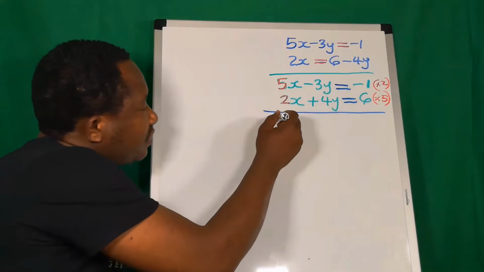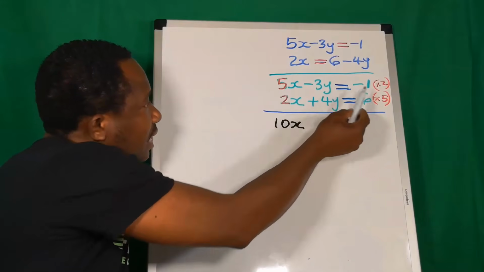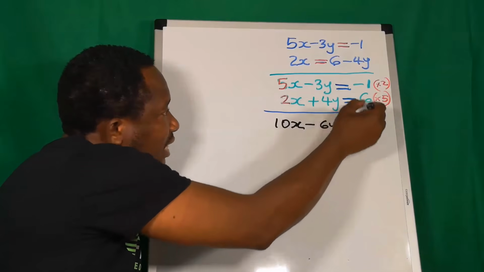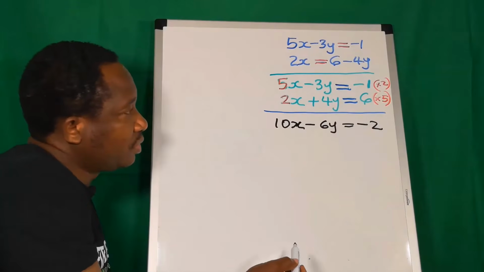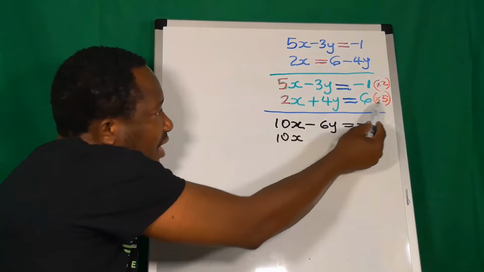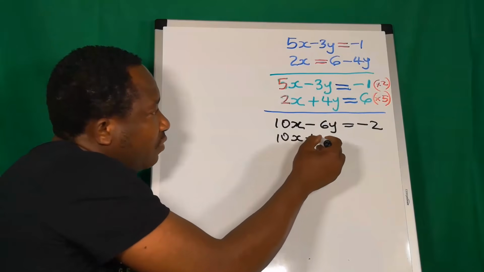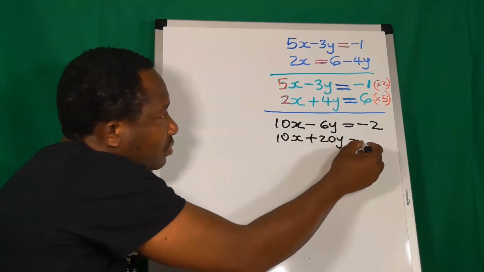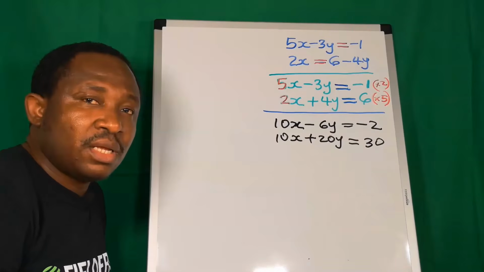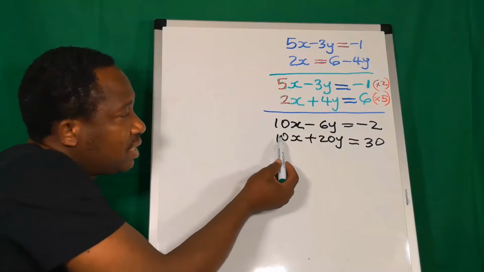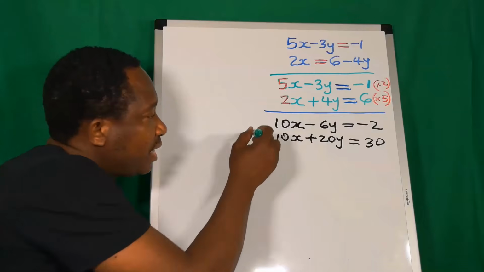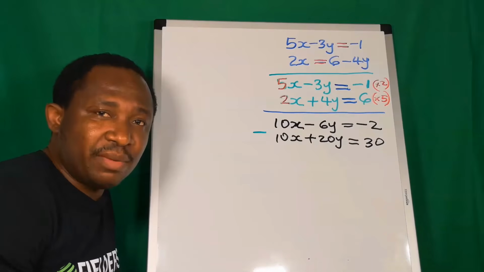Next, 2 times 5 is 10x. Next, 2 times minus 3 is minus 6y. Next, 2 times minus 1 is minus 2. Next, 5 multiplied by 2 will give you 10x. 5 multiplied by 4y will give you plus 20y. And 5 multiplied by 6 will give you 30. Next, you can see that the coefficient of x in equation 1 and 2 are now the same. Hence, we're going to subtract by elimination.